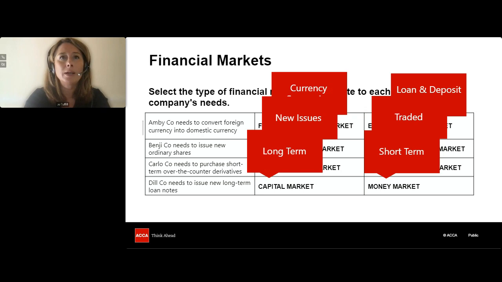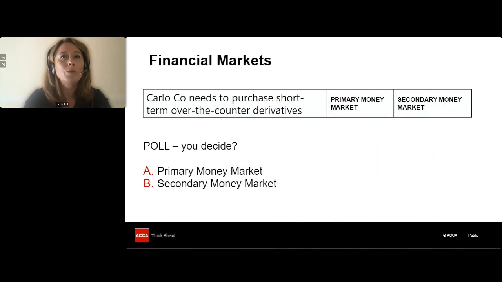So with those in mind, let's have a look at one part of the question. And you did need to get all 4 of these correct to get the 2 marks, by the way. But I'm just going to pick on one. I've got a poll for you here. Carlo Company needs to purchase short-term over-the-counter derivatives. Would we do that on the primary money market or the secondary money market? You need to read the question carefully. Short-term over-the-counter derivatives. Can you decide which one's right, A or B?